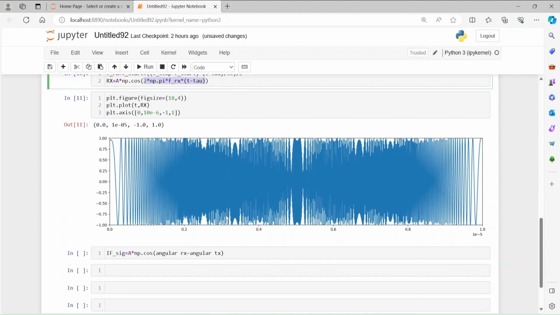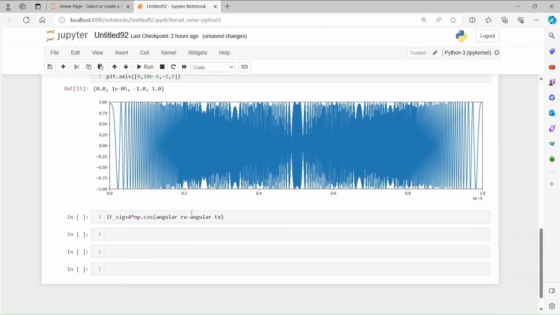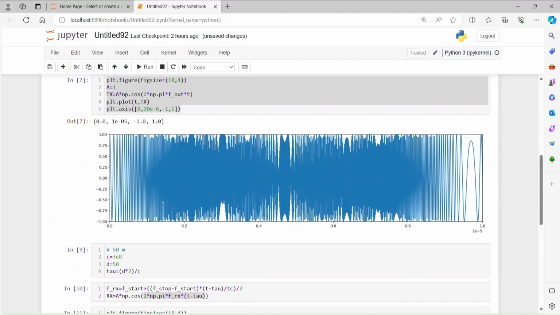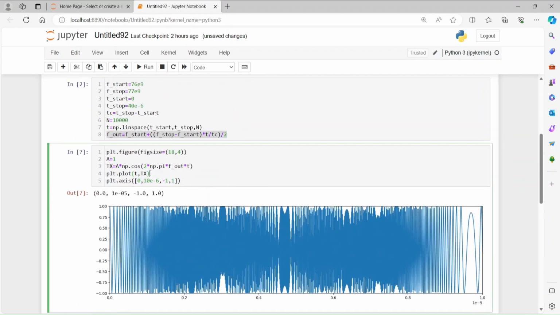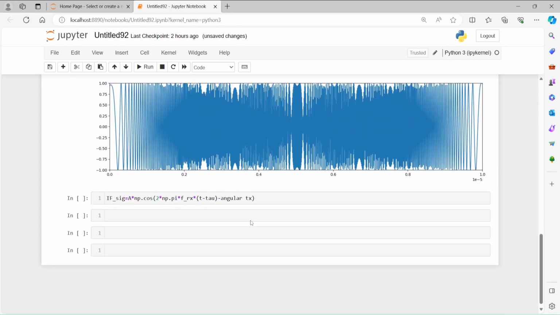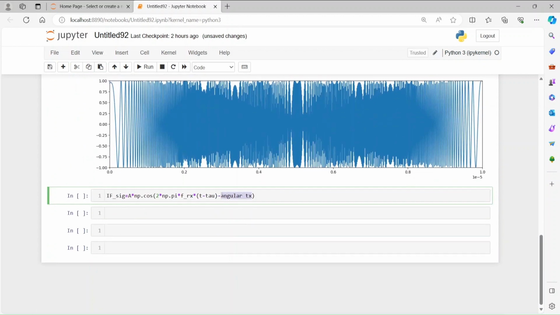Okay, and then we are going to get the phase shift. That's going to be key for this IF signal generation. So replacing this guy with the received phase shift, or angular frequency, and on the transmit side we have this whole part right here. Copy that and paste it there. So this is basically the difference of the phase shift we are getting.